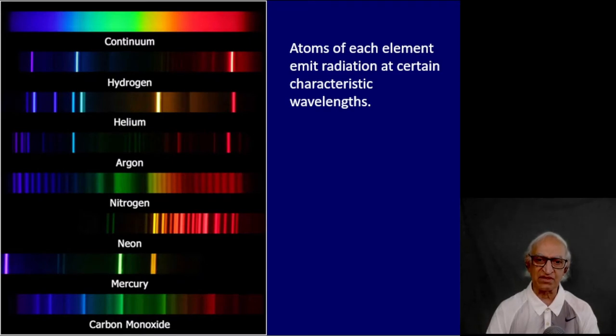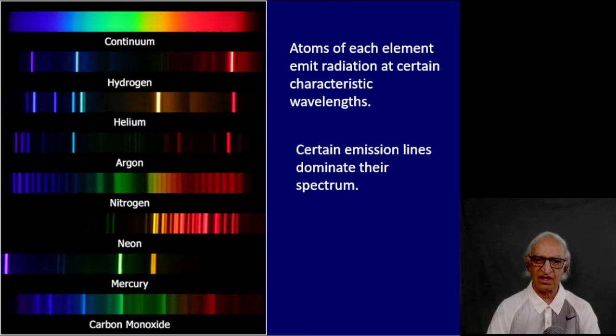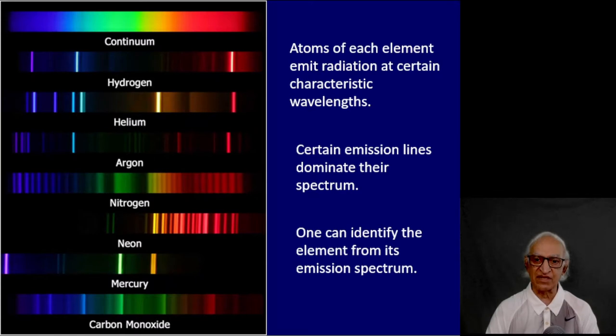Atoms of each element emit radiation at certain characteristic wavelengths. This is hydrogen, this is helium, this is argon, nitrogen, neon, mercury, carbon monoxide, and so on. Certain emission lines dominate the spectrum of each element. One can identify the elements from the spectrum of its emission lines.